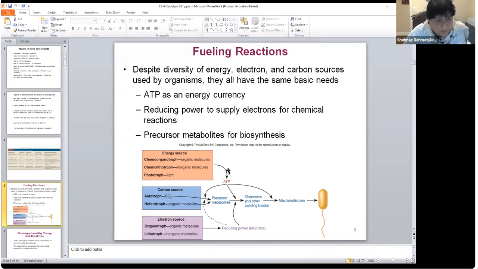So all these fueling reactions are what we're going to be studying: where the ATP fits in, where the reducing power fits in, and what the precursor metabolites are that will eventually make your monomers, such as your amino acids for the proteins, your monosaccharides for your polysaccharides, and your ribonucleic acids, where we will be using the monomers also to make those macromolecules, and eventually make the 4 macromolecules: we have lipids, proteins, sugars, and nucleic acids. The synthesis of these 4 macromolecules is what we will look at, which will eventually make your bacterial cell.